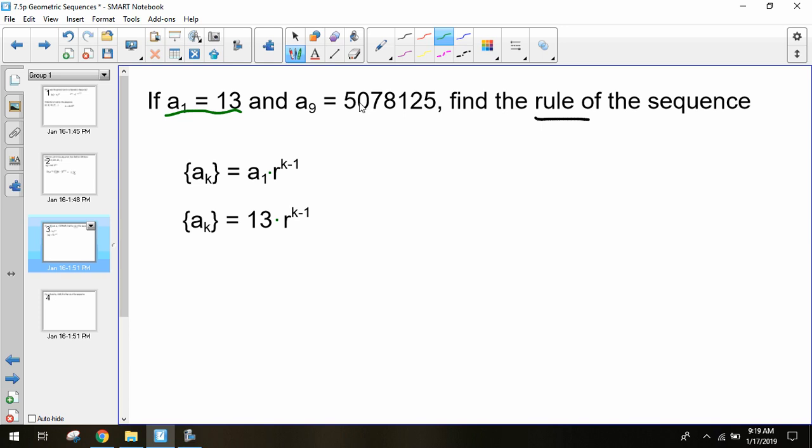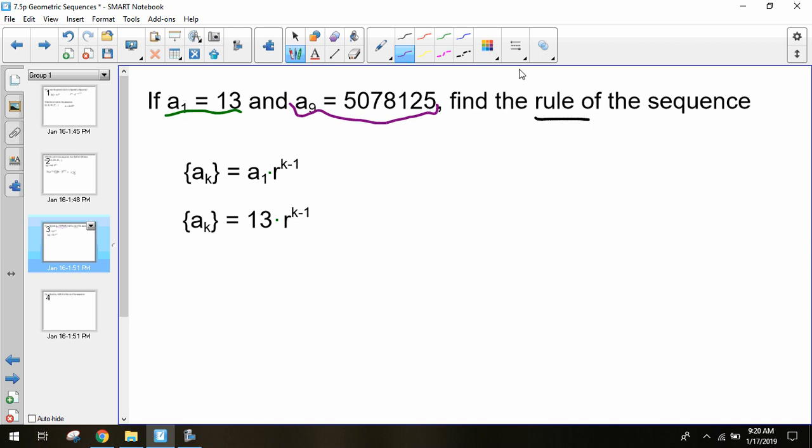Now, we still need to figure out what r is for this sequence. So in order to find r, we're going to have to do a little finagling. We're going to have to do a little work. The only other piece of information that we have not used yet in this problem is a sub 9 equals 5,078,125.